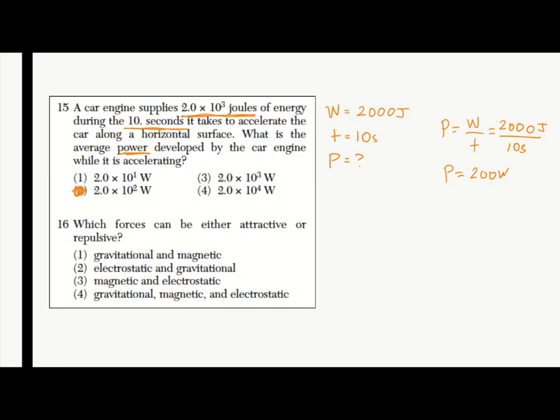Number 16, which forces can either be attractive or repulsive? So this means there are things we have to remember, like opposites attract. That's usually our sort of phrase to remember, that some forces with like poles repel and opposite poles attract. Gravity is only attractive. So we can cross off 1, 2, and 4. Wow, they made that easy for us. And so that leaves us with choice 3, magnetic and electrostatic. Opposites attract, likes repel. So that means there's both an attractive and a repulsive nature to those kinds of forces.